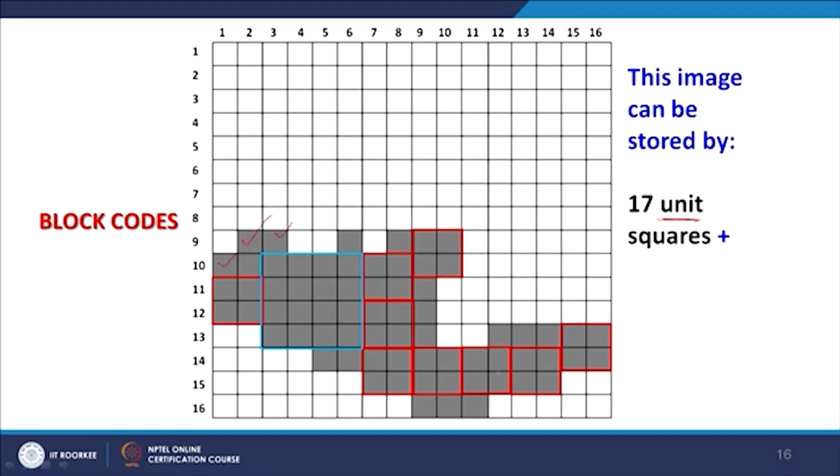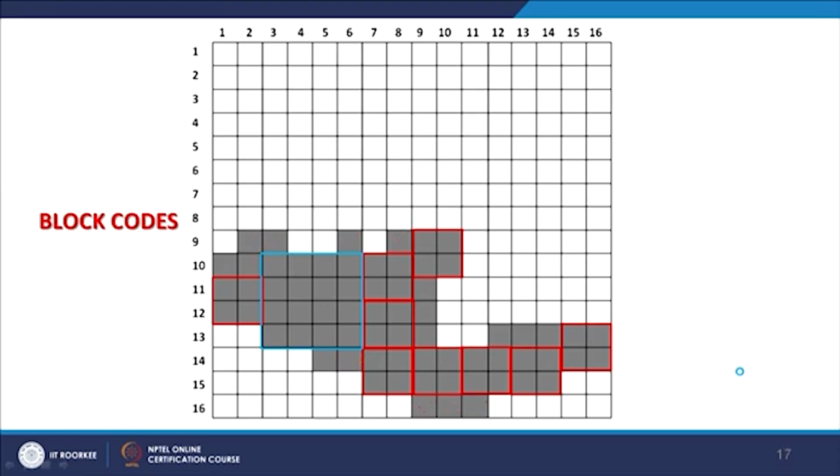So, there are 17 such cells which can be stored here like this, and then there are 9 four-cell squares, these red cells, a total of 9 having 4 cells in each, and then of course one which consists of 16 cells, and that is only one. By this we can achieve quite good compression employing this technique, which is called block coding.